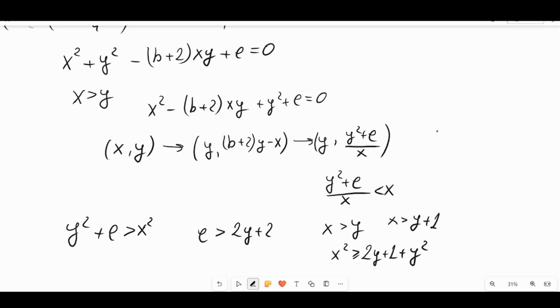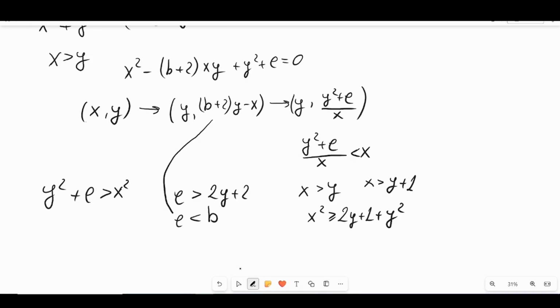So e must be more than 2 times y plus 2. And what do we know about what e is? That e is less or equal to b. So we get that b is more than 2 times y plus 2.